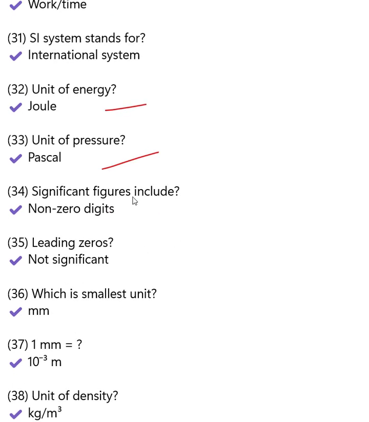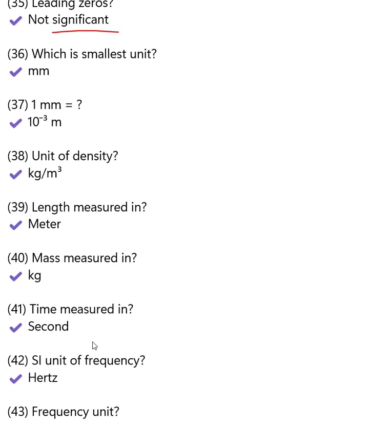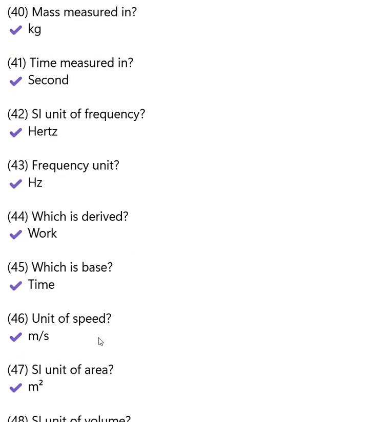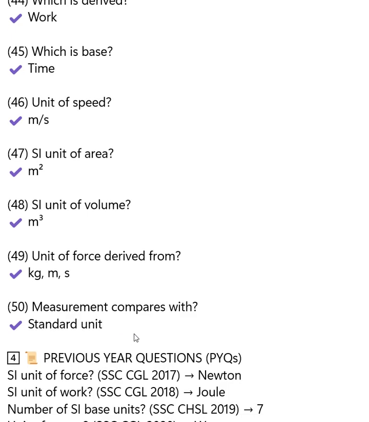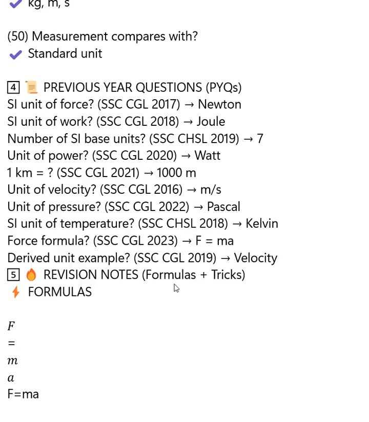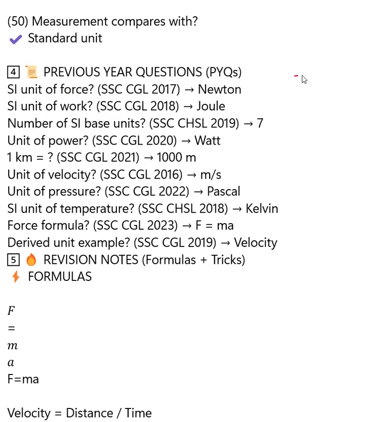Significant figures include non-zero digits. Leading zeros are not significant. And your SI unit of frequency is hertz. Frequency unit is hertz. And unit of speed is meter per second, area is meter square, volume is meter cube. And these are your previous year questions.